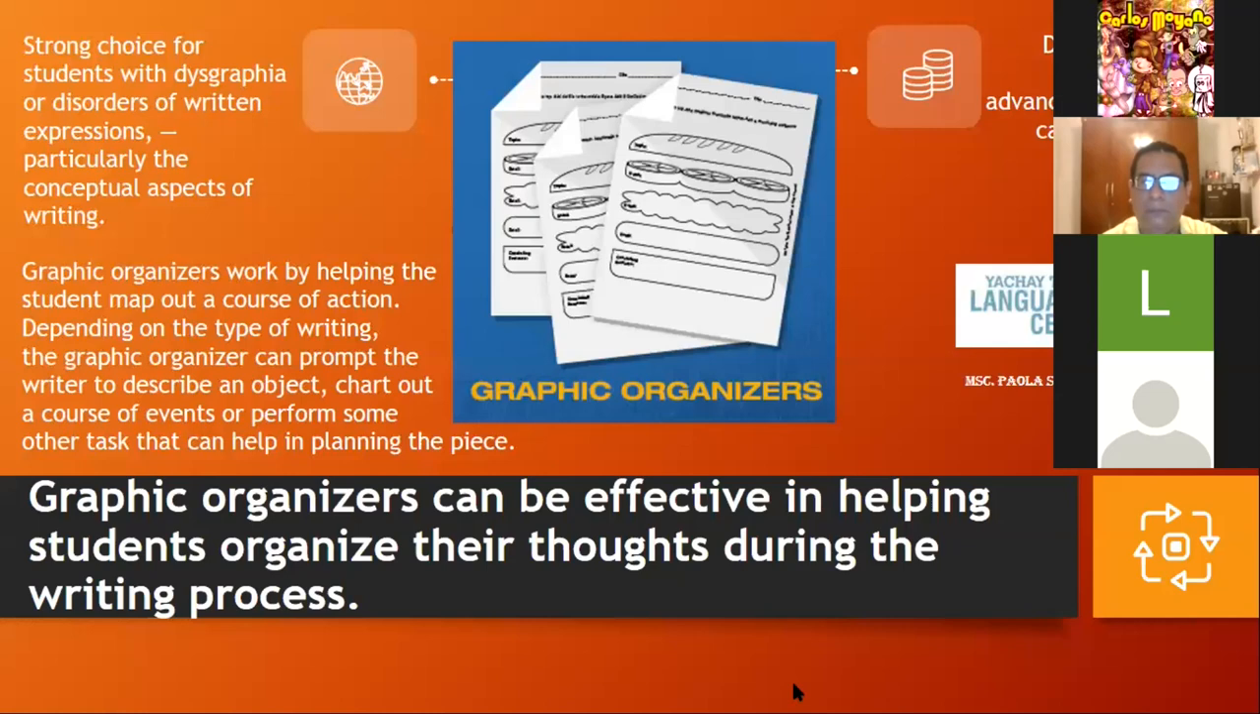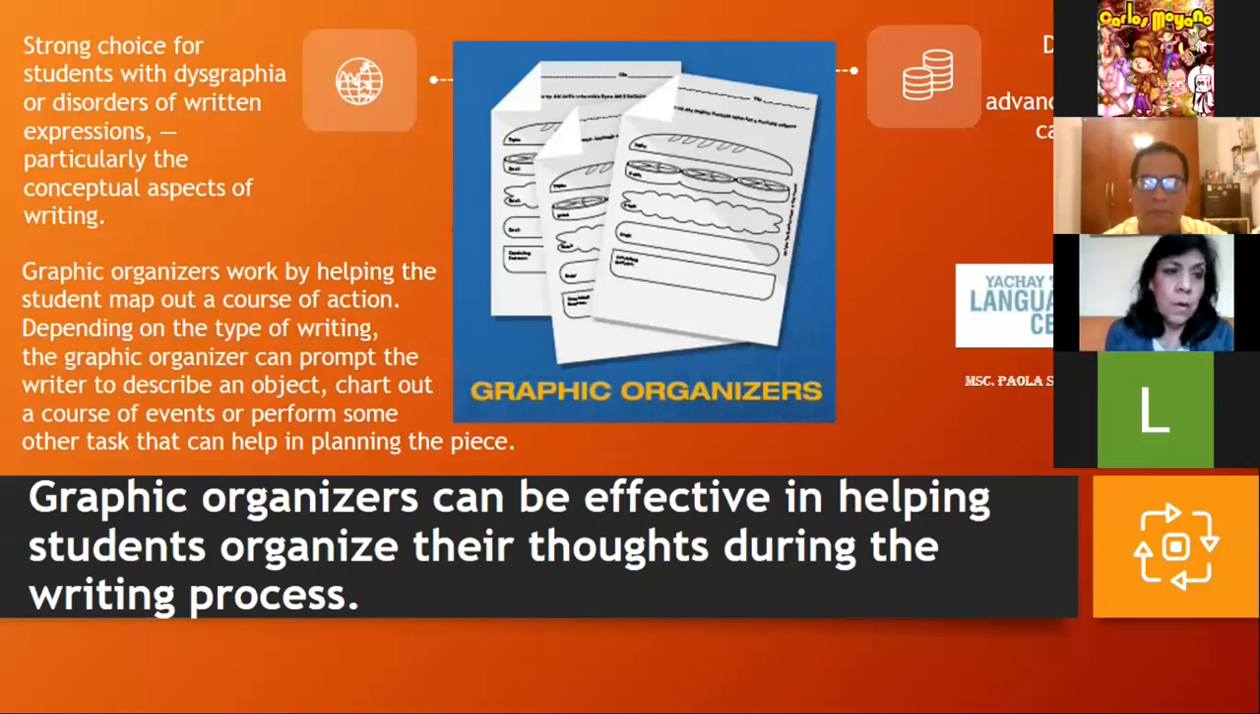How do we use graphic organizers? When we talk about special educational needs students, graphic organizers are especially recommended for students with dysgraphia, okay? And or disorders of written expression, not only in the sense that they cannot write or spell a word, but also when writing more sophisticated chunks of text, like paragraphs and even essays, depending, of course, on the level that you are teaching. And helping with organizing ideas, it also helps with conceptual aspects of writing. And I will show you how.